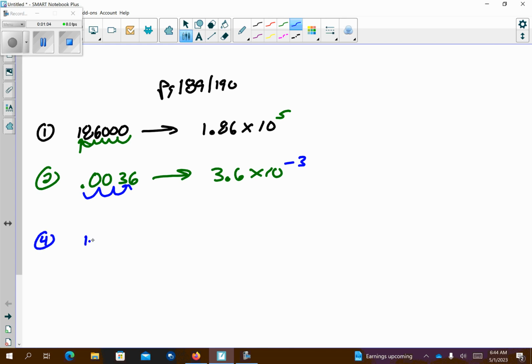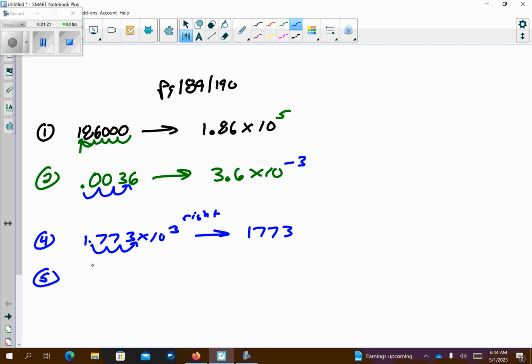Number 4, they just want us to pull this out of scientific notation. So this means I'm going to move the decimal right. So 1773. So this decimal goes 1, 2, 3. We didn't have to add any zeros or anything, which is fine.